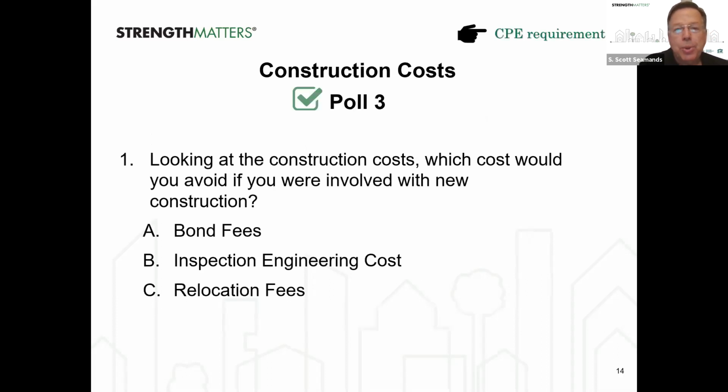So it's time for another poll. Looking at the construction costs, which cost would you avoid if you were involved with new construction? Bond fees, inspection, engineering cost, relocation fees. So if you're doing a new construction, which of these costs do you think would not be likely to occur?